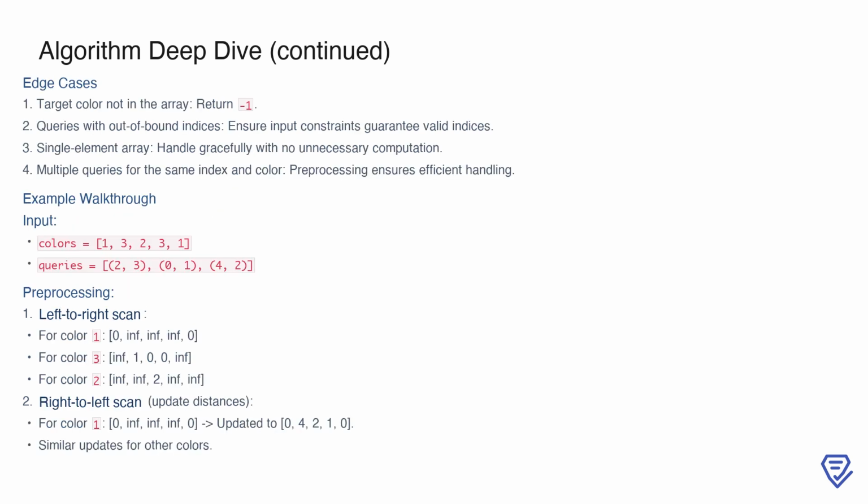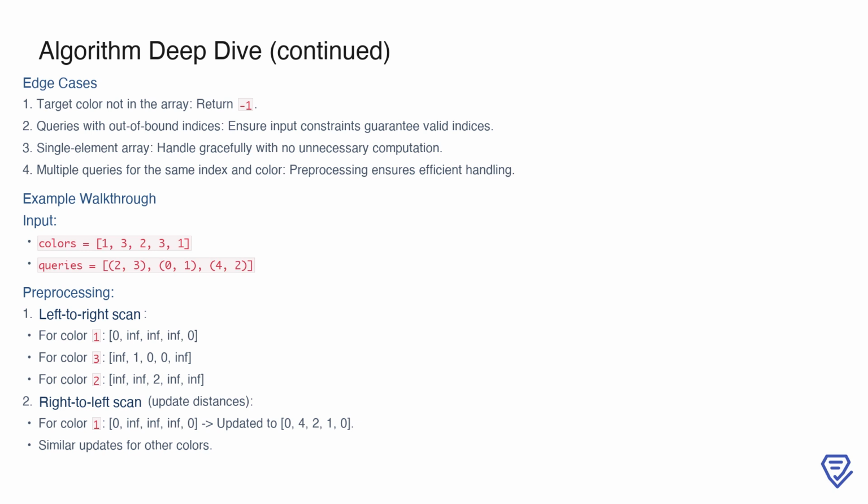When implementing any algorithm, it is important to consider edge cases to ensure robustness. For example, if the target color does not exist in the array, the algorithm should return -1 for those queries. Additionally, while the problem guarantees valid indices, it is good practice to handle out-of-bound indices gracefully. For a single element array, the implementation must avoid unnecessary computations while still producing correct results. Lastly, when multiple queries request the same index and target color, the pre-processing ensures that these queries are handled efficiently without redundant calculations.